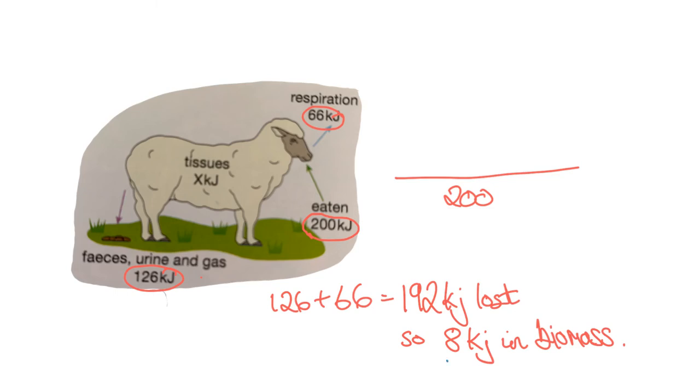So once we've worked out what X stands for, so X is up here, we know that's 8, so we divide 8 by 200, multiply by 100, and that gives us the answer of 4%. So 4% energy efficiency, or efficiency of energy transfer.